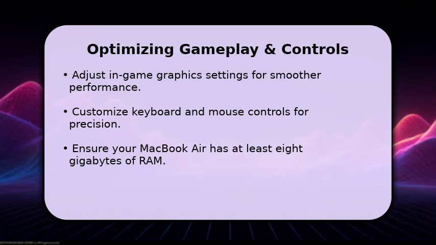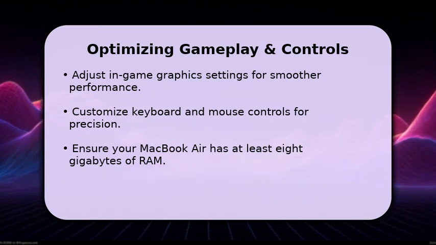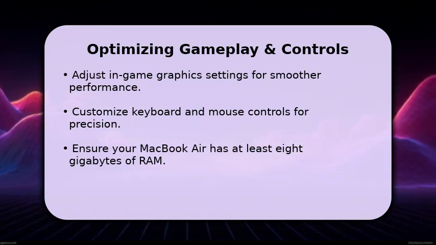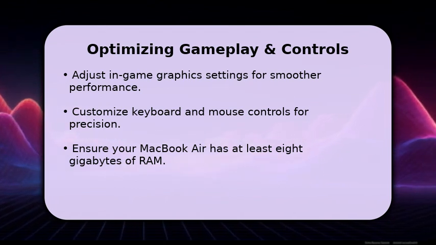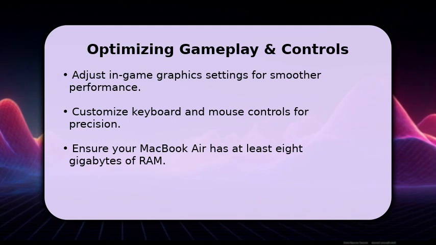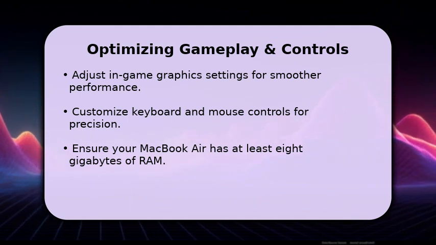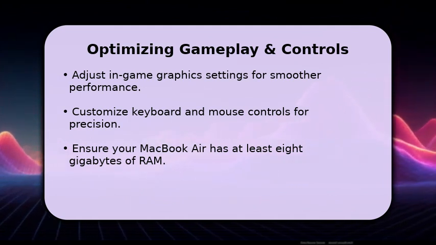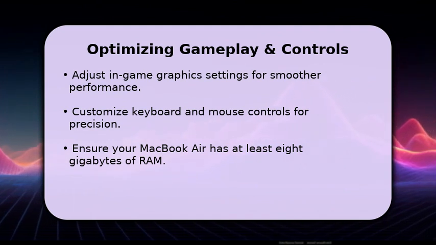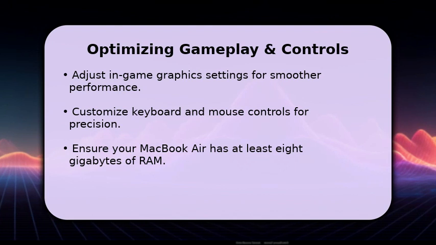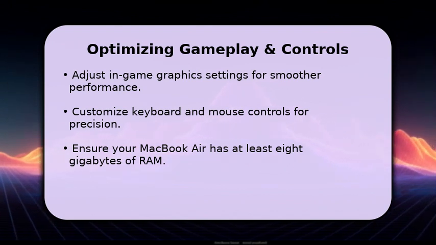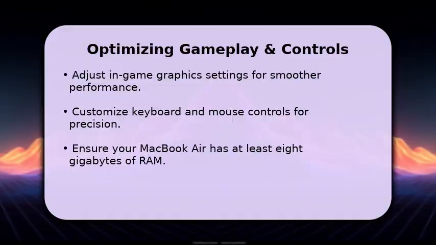To enhance your PUBG Mobile experience, optimize your settings. Adjust the in-game graphics to balance visual quality with smooth frame rates, especially on a MacBook Air. Crucially, customize your keyboard and mouse controls within the emulator's settings for precise aiming and movement. For optimal performance, ensure your MacBook Air has at least 8 GB of RAM and a stable internet connection.